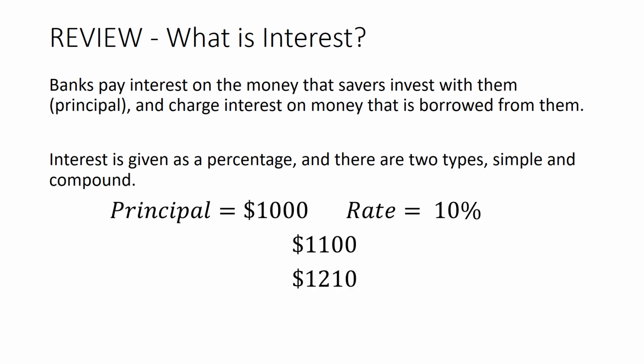Next term, we get another 10%, but this time it's on that $1,100, not the original 1,000. So 10% of 1,100 is 110. So you'll see that we've now got 1,210. For the next term, we'll get 10% of $1,210, which is 121, which means we'll then have $1,331 in the bank.